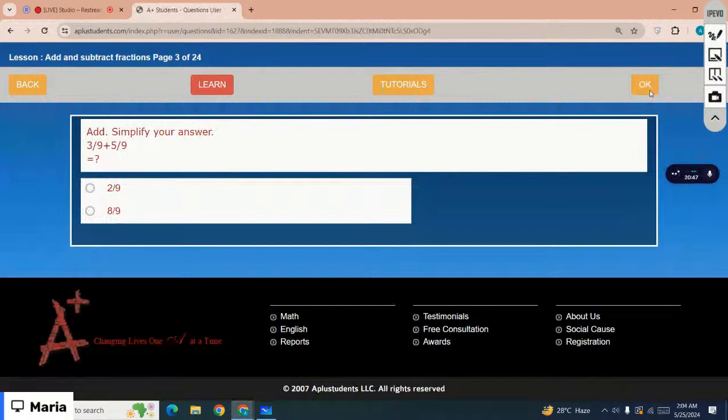Add, simplify your answer. 3 by 9 plus 5 by 9. So which is the correct option? The correct option is 8 over 9, right? You simply have to add the numerators. So the correct option is 8 over 9.